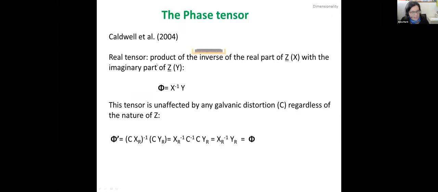Next, I'm going to talk about the phase tensor, which was defined by Caldwell et al. in 2004. This is a real tensor that is defined as the product of the inverse of the real part of the impedance tensor multiplying the imaginary part of the impedance tensor. It is what we do with a single component to calculate the phase, but we do it for the full tensor. And the property of this tensor is that it is unaffected by galvanic distortion. It can be proved mathematically that if both parts are affected, when you divide them, the distortion disappears, which is a good thing and a bad thing at the same time, because it doesn't modify the regional structure, but you don't get information about this distortion.